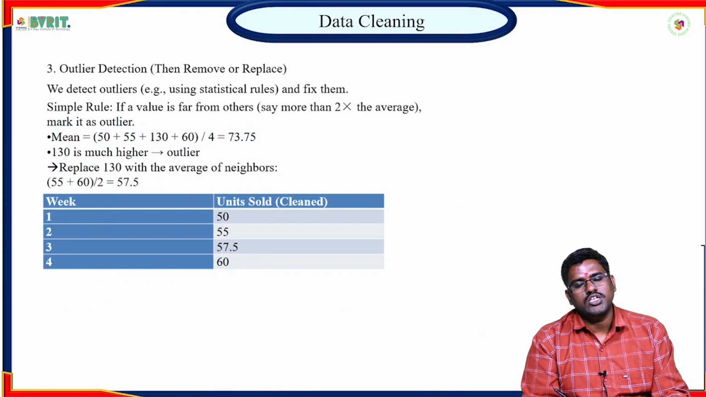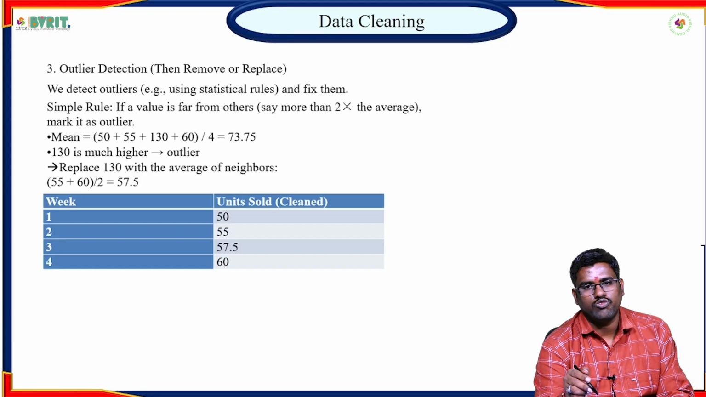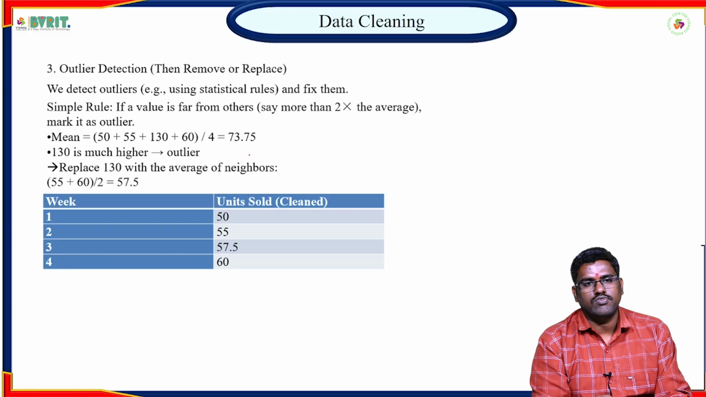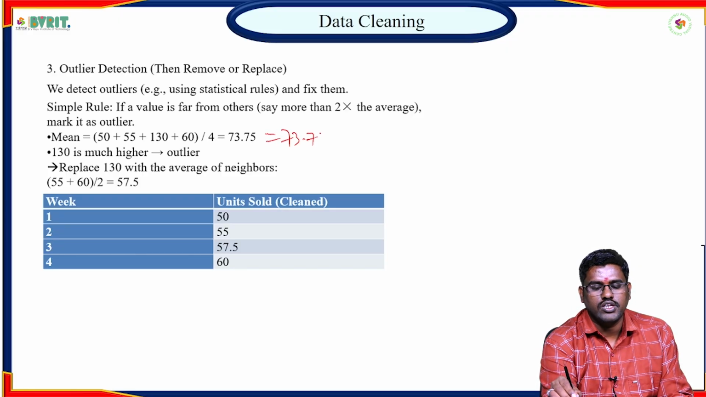Outlier detection is used to replace an existing value with another value. If a value is far from the others, say more than 2 times the average value, we multiply the average by 2. So we calculate the mean of all the values, which is 73.75. Multiplying 73.75 by 2 gives 147 point something, and that is the threshold.